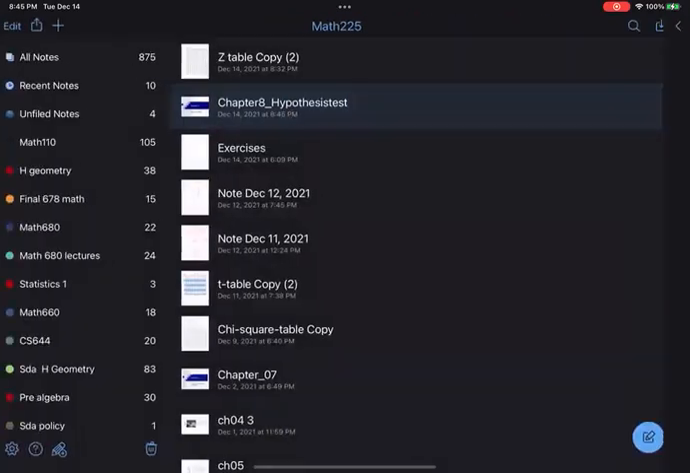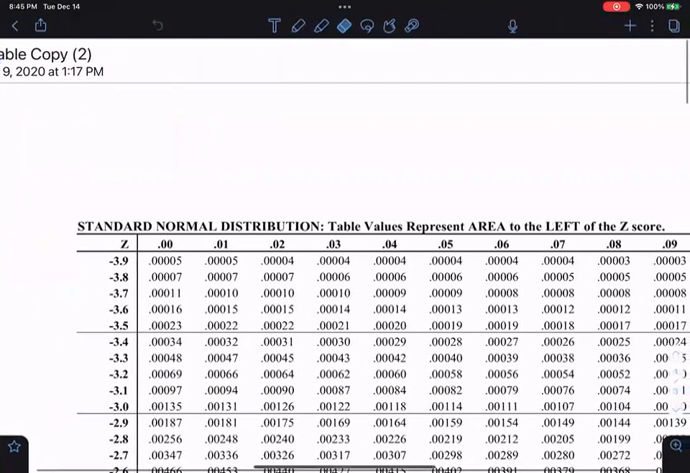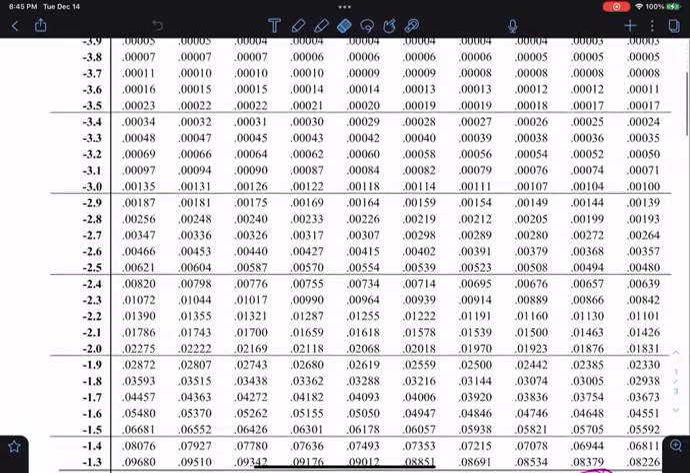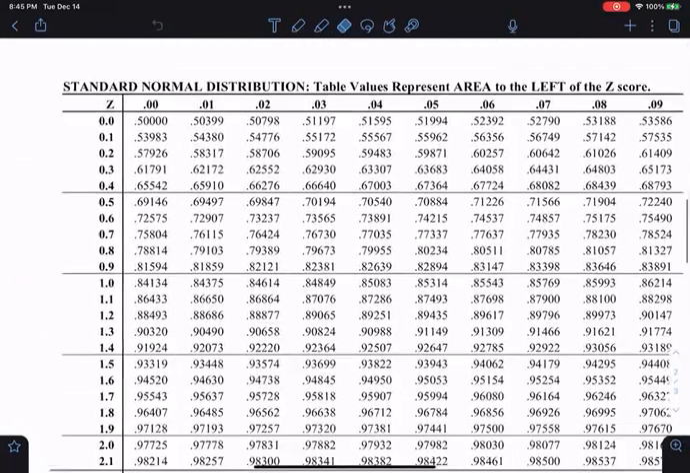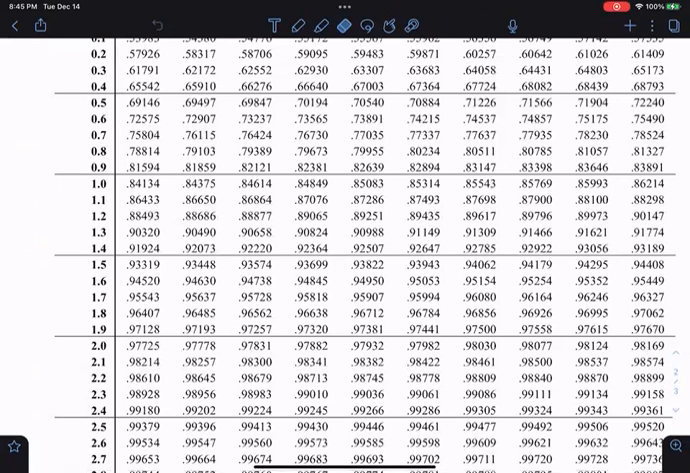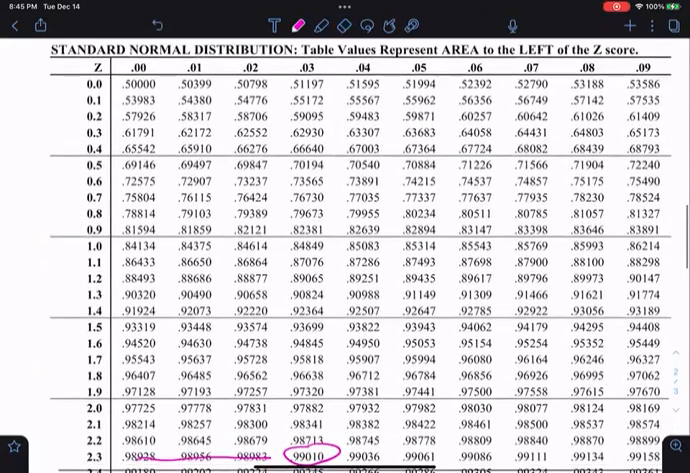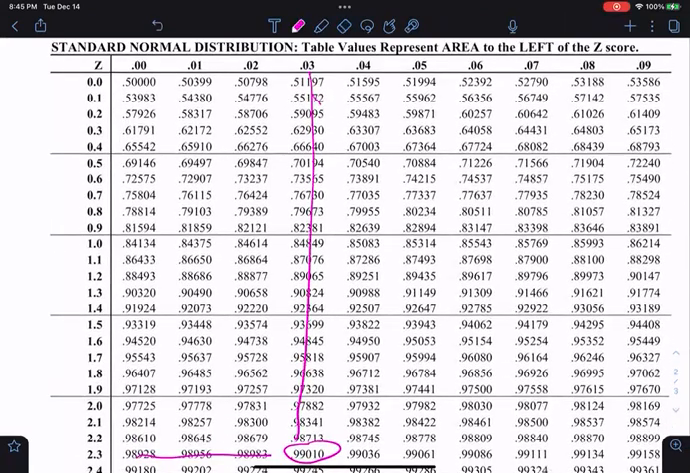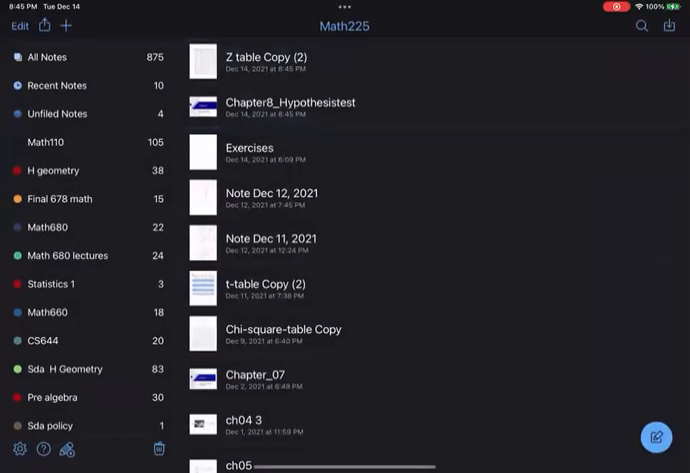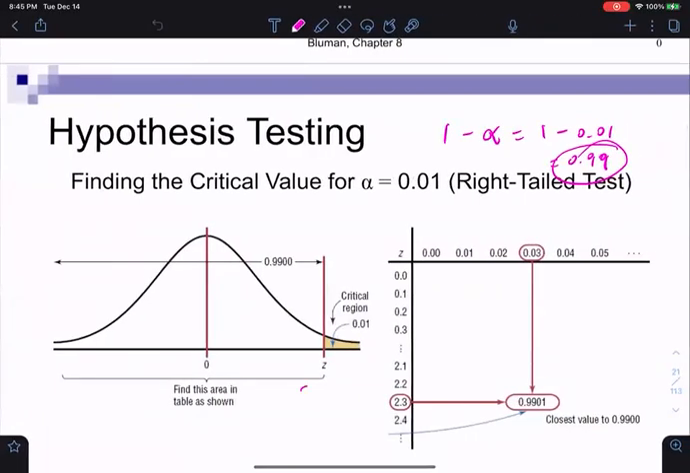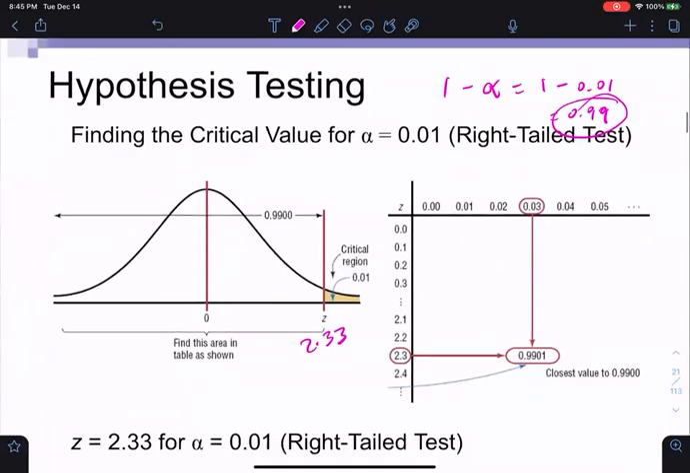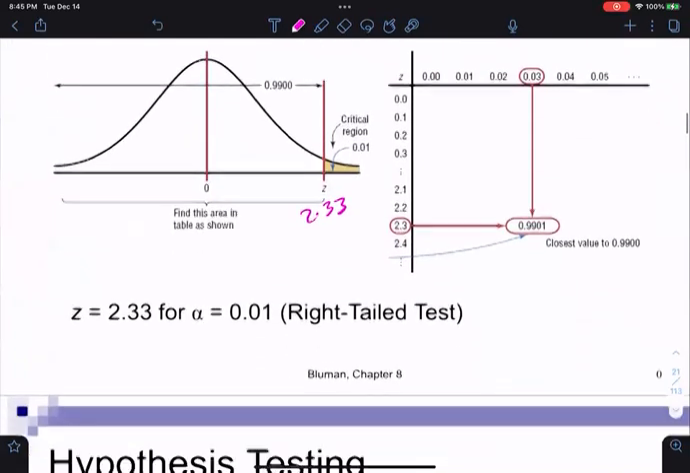So we look at the table. It was 0.99, so we need to look for that probability, 0.99. That's about here somewhere. So that's here. You can see this is 2.33. You can see that from here, 2.33. So that's what they're telling you here. So that's what you need to look for. The C value is 2.33.